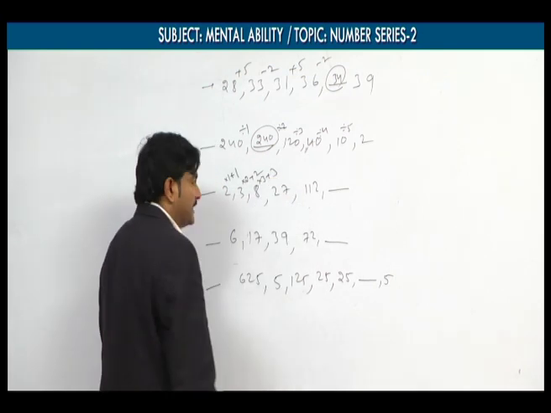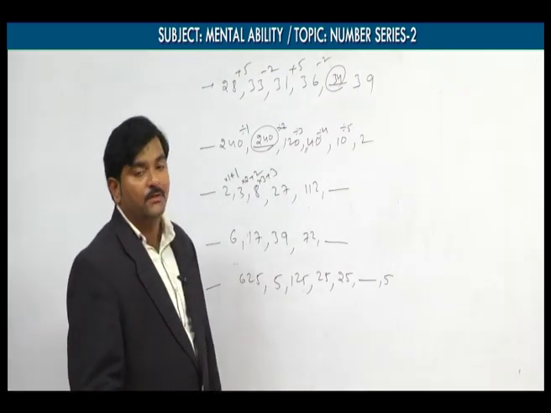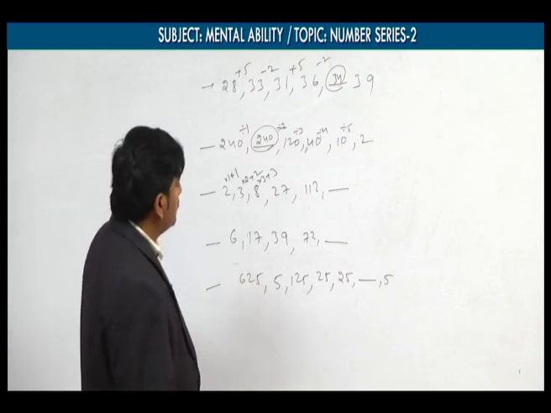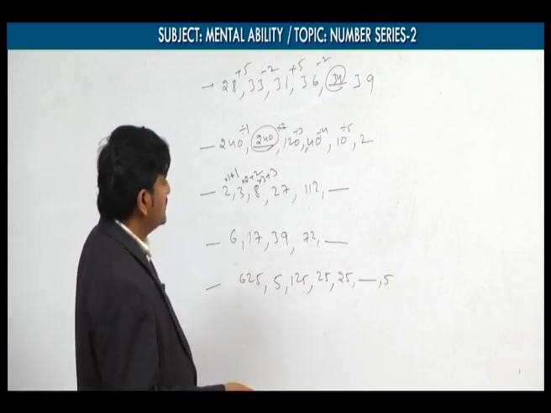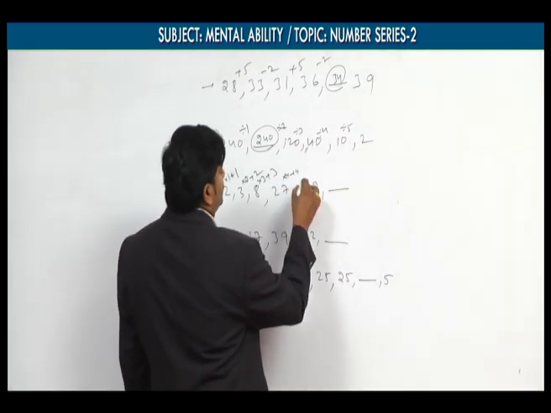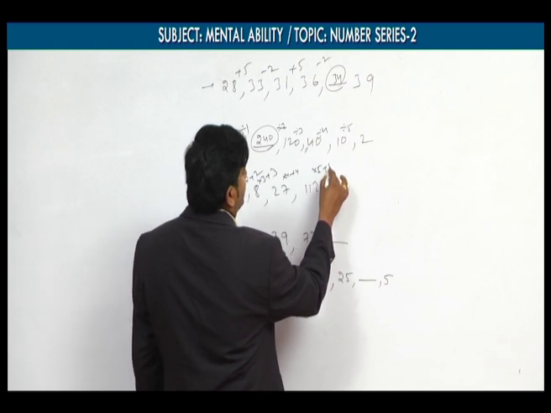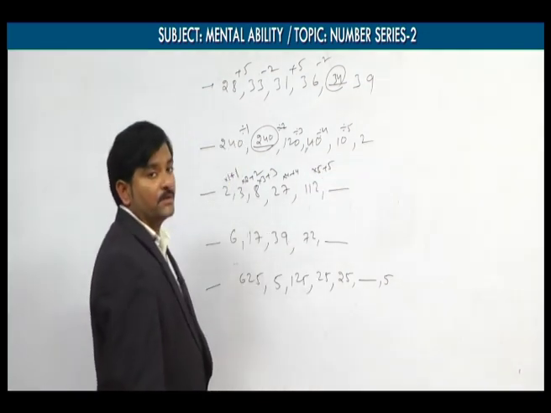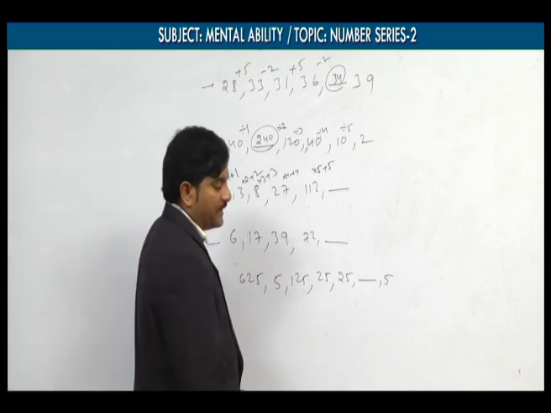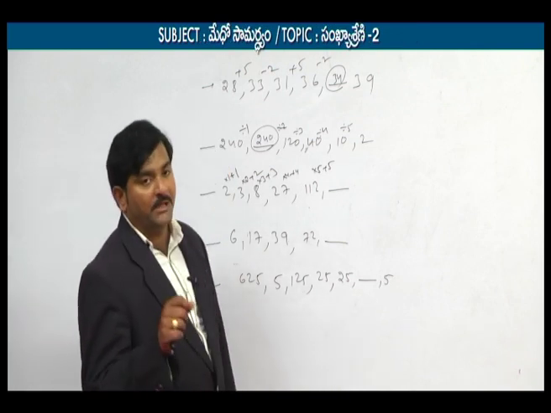into 3 plus 3. 8 3s ఎంత? 24. 24 plus 3 is how much? 27. So into 1 plus 1, into 2 plus 2, into 3 plus 3 and into 4 plus 4. So next to get the required answer, what I have to do? I have to do into 5 plus 5.